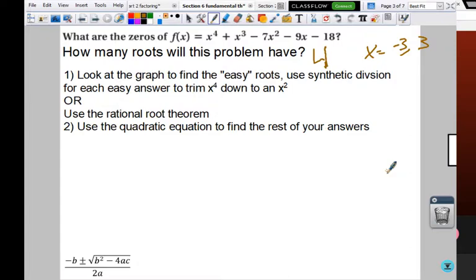So what we're going to do is I'm going to set this up for synthetic division. So I'm going to put this, let's see, I got my box here. I'm going to put down this 1x4 and so on. So 1, 1, -7, -9, -18. What I can do with synthetic division, we haven't really talked about it much yet.